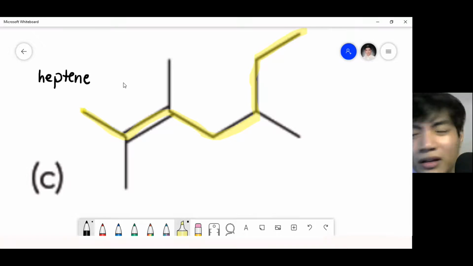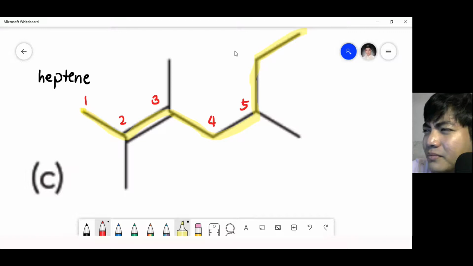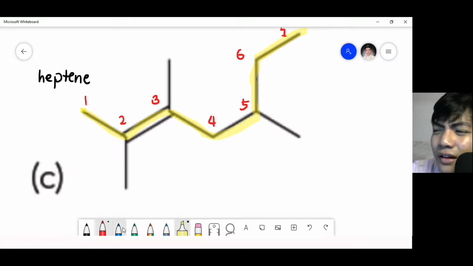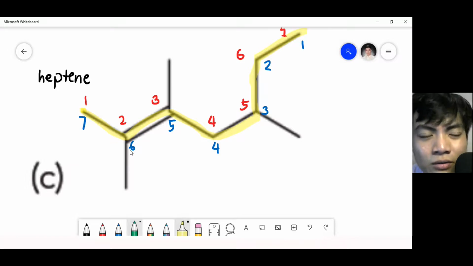So after identifying the parent chain, you need to assign locant. So assigning locant, left to right, right to left. Okay. So I'll use the red one for the left to right numbering. And for the right to left, that would be the blue one. Okay, so both 7. So what will be our preferred locant? Is it the left to right, the red one, or the right to left numbering, the blue one? So the answer should be the red one.